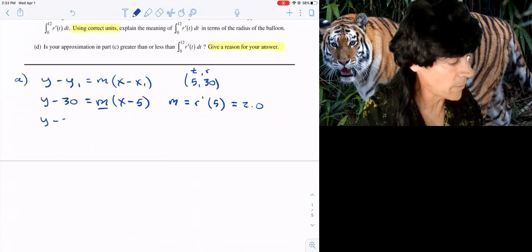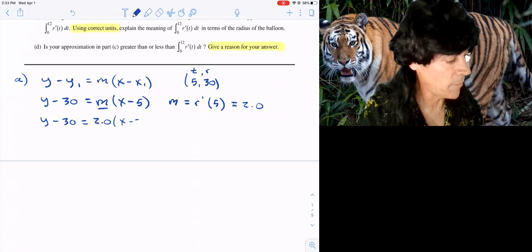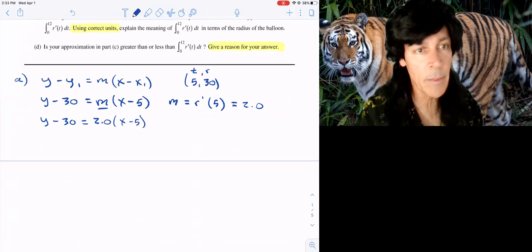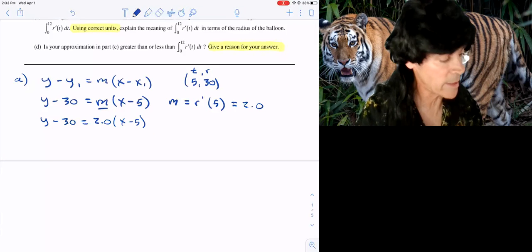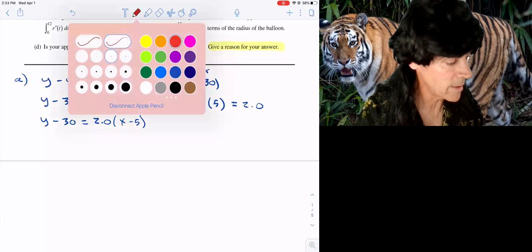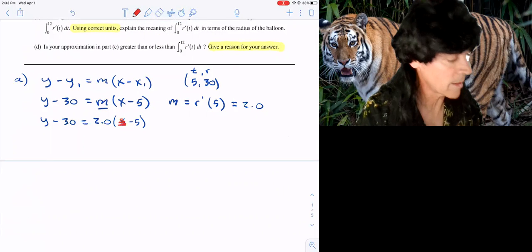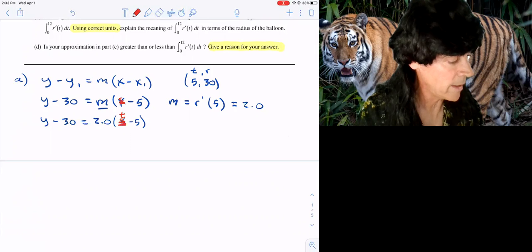So I got y minus 30 is equal to 2.0 times x minus 5. Okay, I know I'm going to get people complaining, just jawing at me. That's not really x. All right, I'll change it. Jeez, my goodness. Call that t. There. You happy?